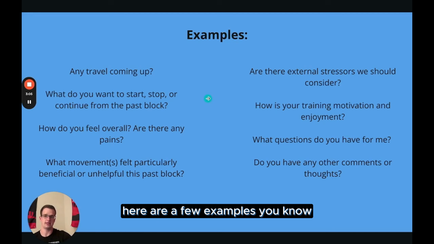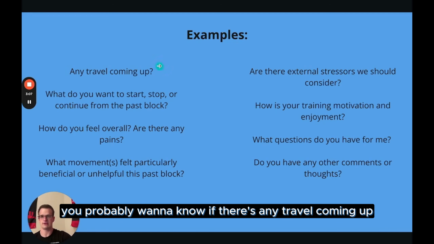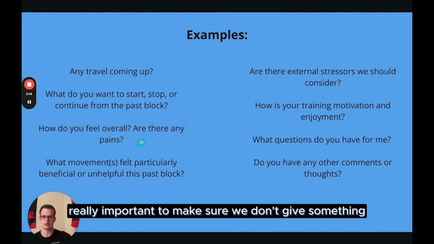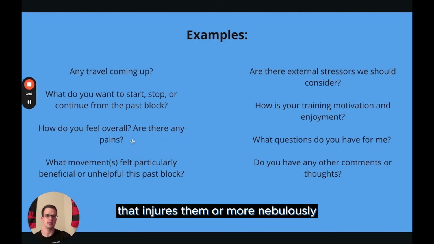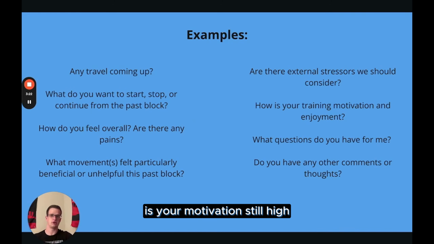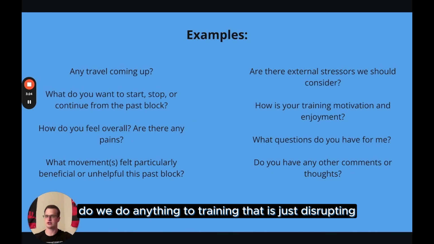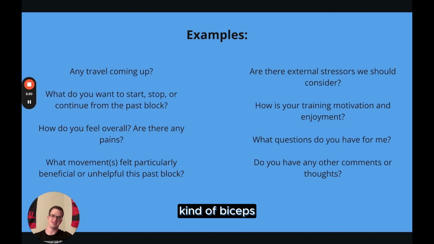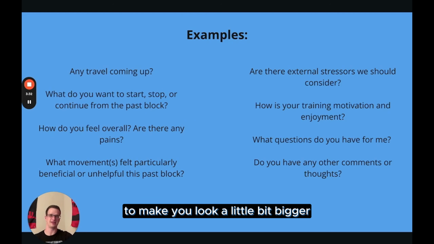Here are a few examples. You probably want to know if there's any travel coming up that's going to disrupt training, or if the lifter is experiencing any pains. These are definitely really important to make sure that we don't give something that injures them. Or more nebulously, are you still enjoying training? Is your motivation still high? Did we do anything to training that is just disrupting that? Do we need to include a little bit more biceps and lateral raises to make you look a little bit bigger and bring back the enjoyment of training?